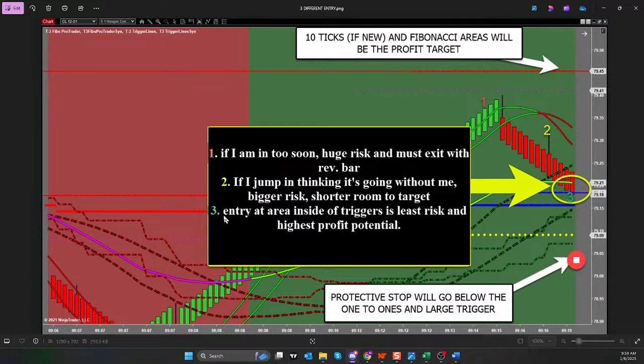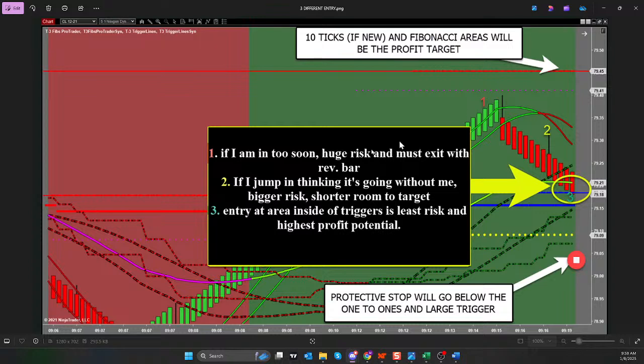There are 3 entries that I see with new users. So here's the first entry that I see a lot with new users, and this is the I don't want to wait. Oh my gosh, fear of missing out. It's going without me. And I see them jump in right at the top of these moves. Guys, this is fine. There are people that have trading plans that use this. But if you do, this exit or this reversal bar should be your cue to get out. There's no reason to hold beyond that if you make this mistake.